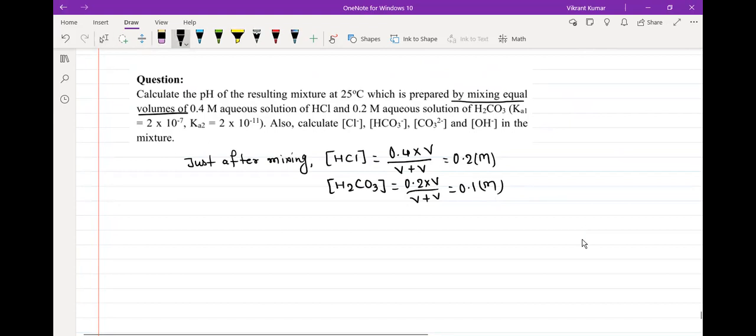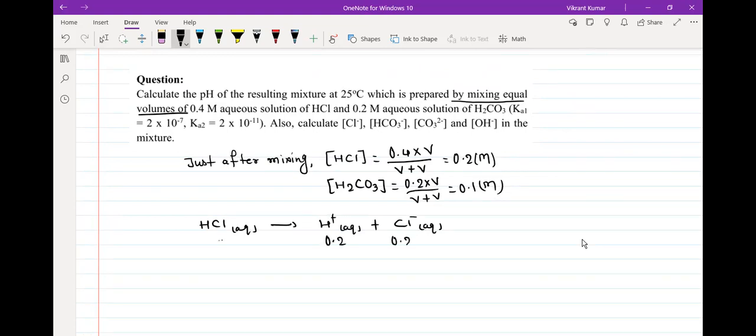Now HCl का कोई टेंशन ही नहीं है. HCl is strong acid, so it will be completely ionized to give you H plus and Cl minus. So now if it was before ionization ये 0.2 था, तो ये 0.2 हो जाएगा और ये भी 0.2 हो जाएगा. Is it okay? Now, can we ignore H plus coming from H2CO3?